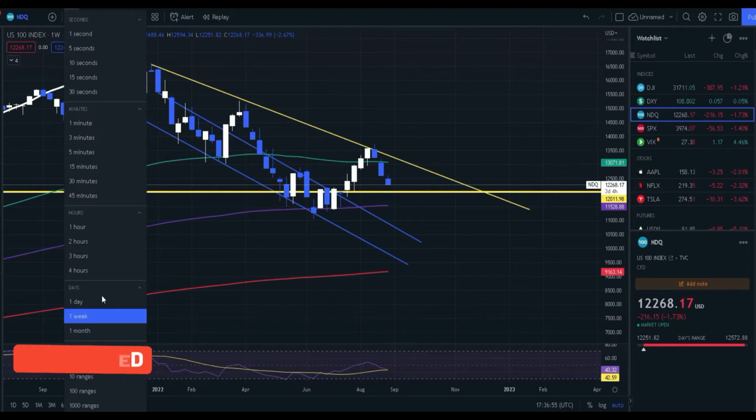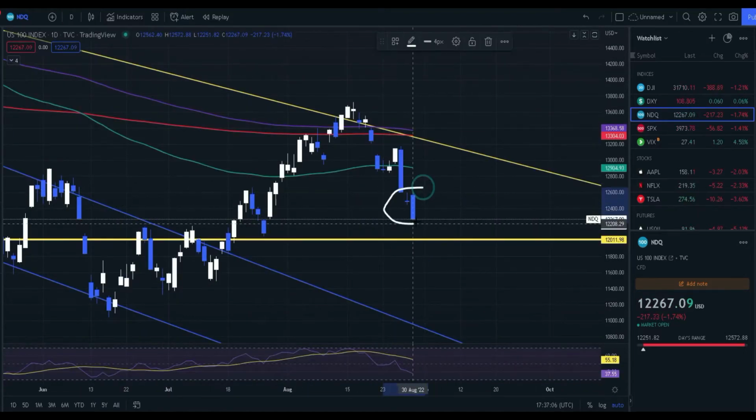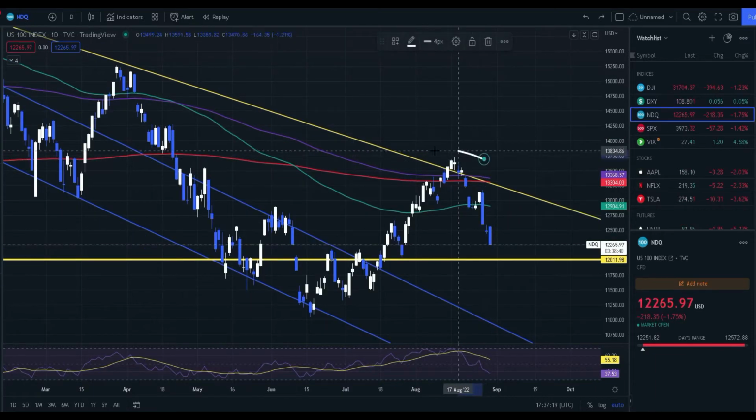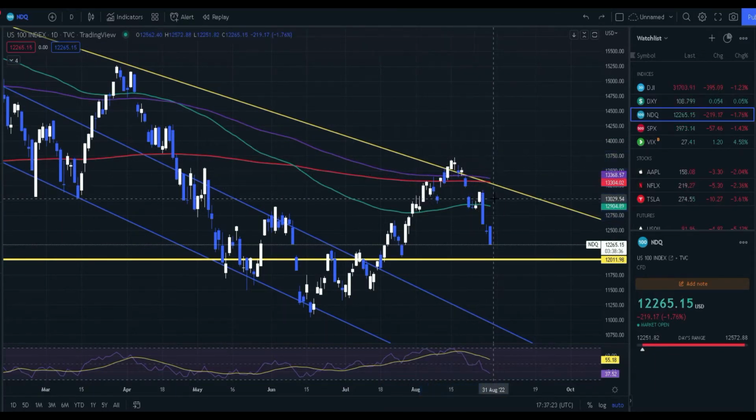Moving on to the daily chart, going down with full force. As you can see, it's a full bodied candle currently, got rejected from this trend line that we saw earlier, and of course a lot of moving averages are here. So yeah, once again we can see 12,000, 12,100 looking interesting.